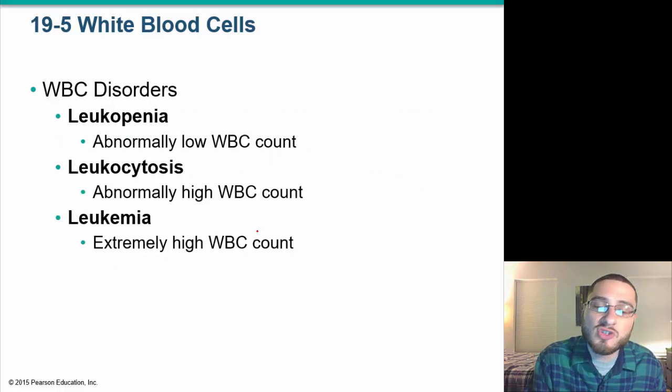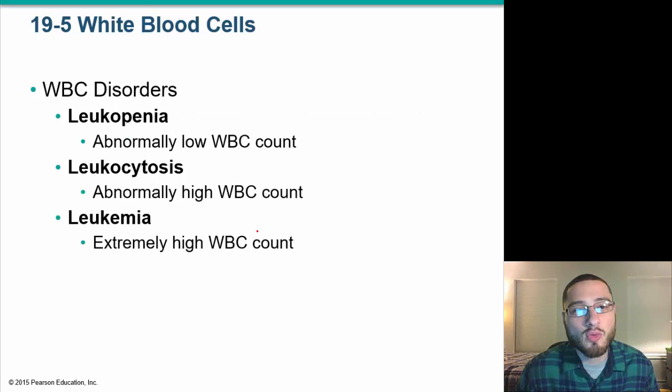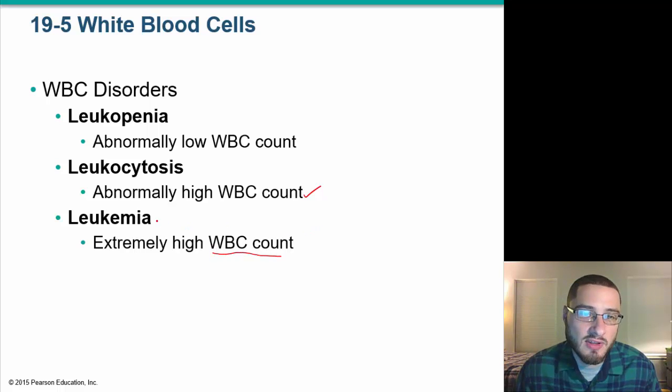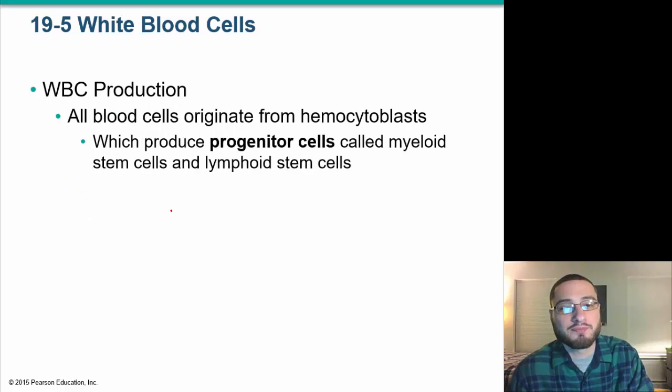So some disorders that we talk about when we talk about white blood cells: leukopenia is low white blood cell count. High white blood cell count is leukocytosis, and then an extremely high white blood cell count is leukemia, that we think of as cancer.